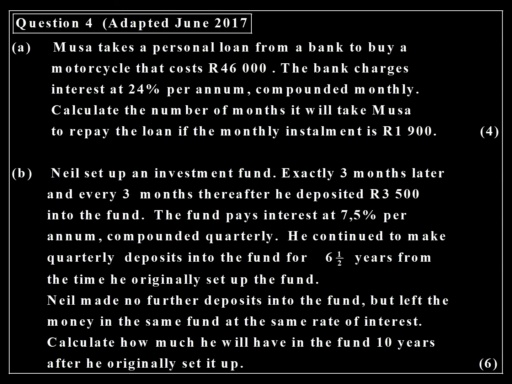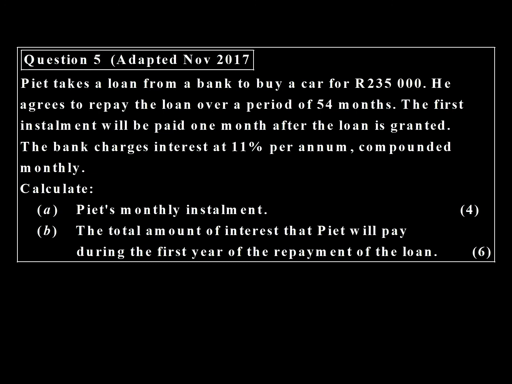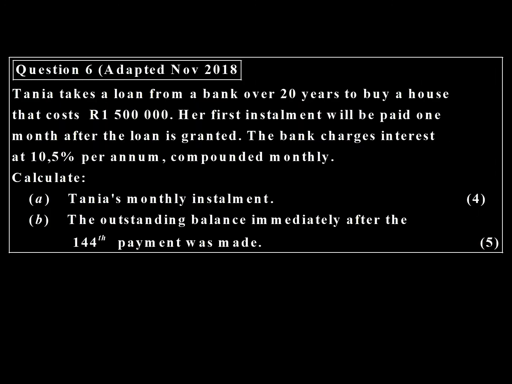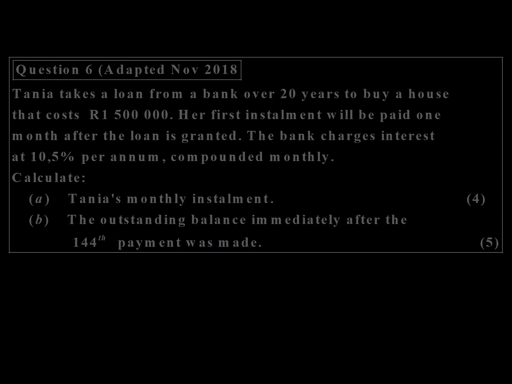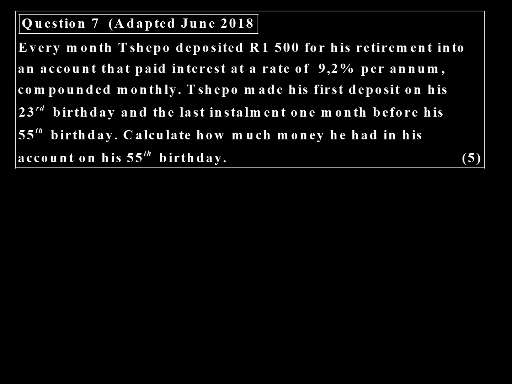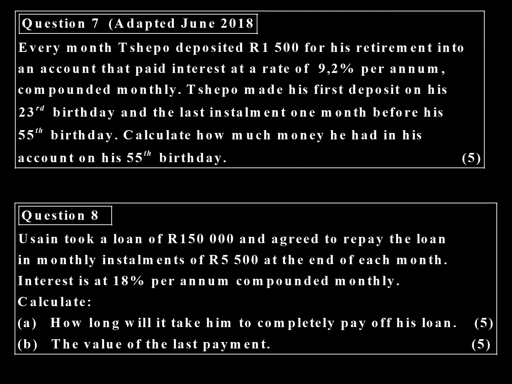There we have question 4. There we have question 5, right? Calculate his monthly installment. And here we have question 6. There we have a question on outstanding balance, so you need to know the procedure to follow there. And then here, calculate how much money. So we have 8 questions, and lastly, as the last question, calculate the value of the last payment, right? How long? So that's the number of.